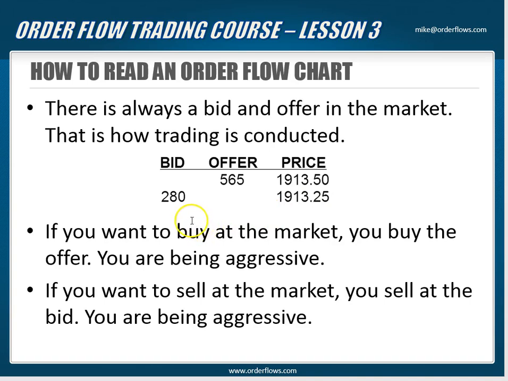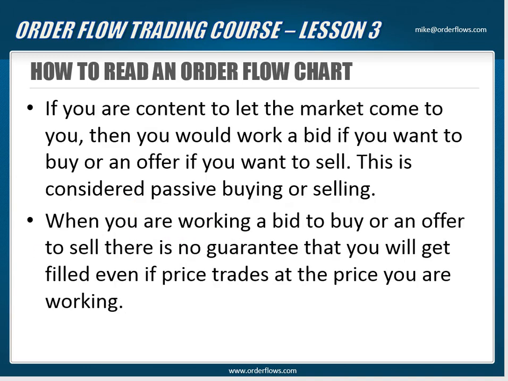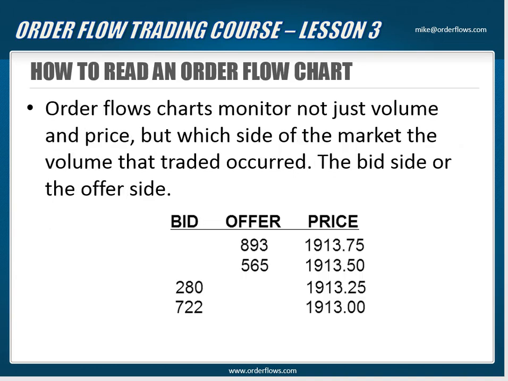If you're joining the bid or the offer, then you're being passive, which is if you are content to let the market come to you, then you'd work a bid if you want to buy or an offer if you want to sell. This is considered passive buying or selling. When you're working a bid to buy or an offer to sell, there's no guarantee that you'll get filled, even if price trades at the price you are working at. So order flow charts monitor not just the volume and price, but which side of the market the volume that traded occurred, the bid side or the offer side.